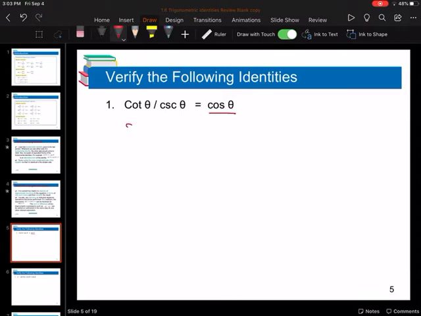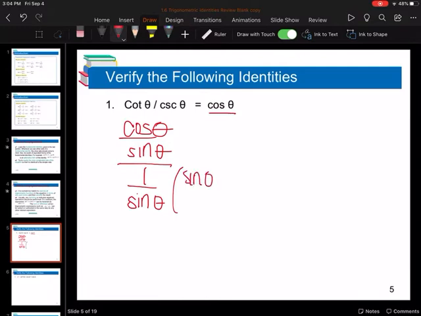So cotangent is sine. Just kidding. Cotangent is cosine over sine all over cosecant, which is 1 over sine. And then what we need to do is get rid of the fraction in a fraction, so we multiply both sides by sine theta over 1.